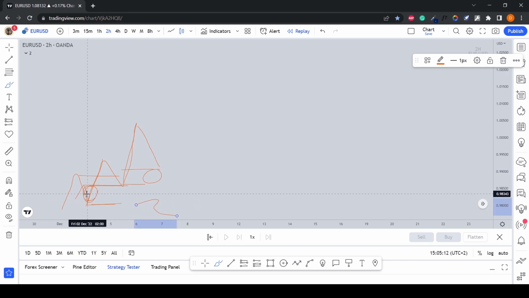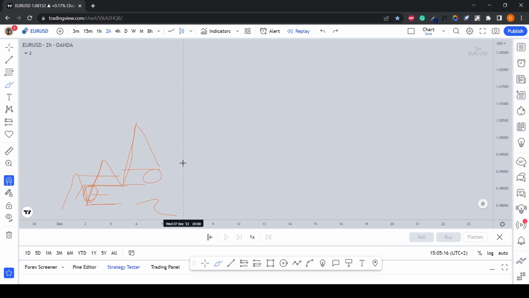So yes, of course, maybe it could leave some unmitigated zones and come back for even deeper mitigation, but usually when you have this wave-like movement, it means that we have a mitigation, continuation, mitigation, continuation. So almost the perfect structure of the market.